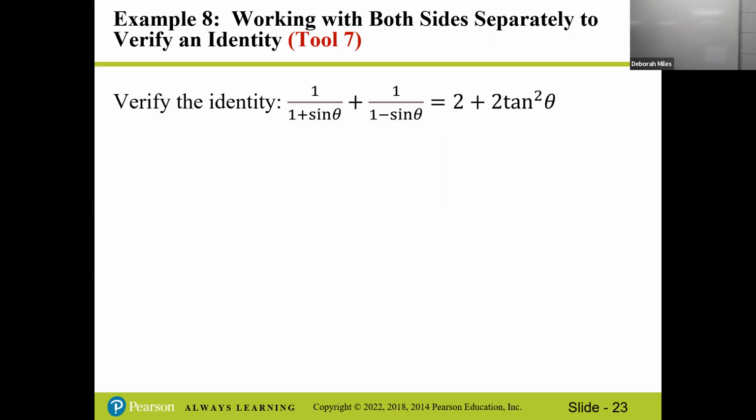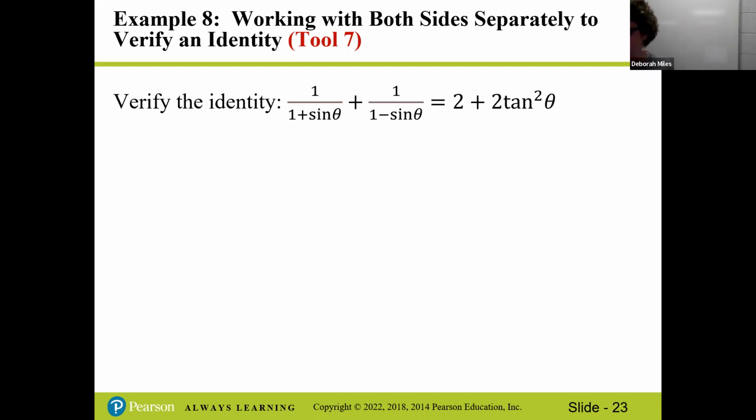Well, it is legal to work on one side as much as you can, simplify it as much as you can. And then if you absolutely get stuck, then completely independent of that, you can start working on the other side and work on it as much as you can, and just show that the two sides equal the same thing. So I may not on this problem directly be able to show that the left-hand side equals the right-hand side, or the right-hand side equals the left-hand side. But if I can show that they both equal the same thing, then I still will have accomplished verifying the identity.